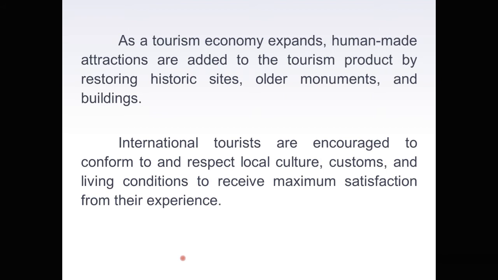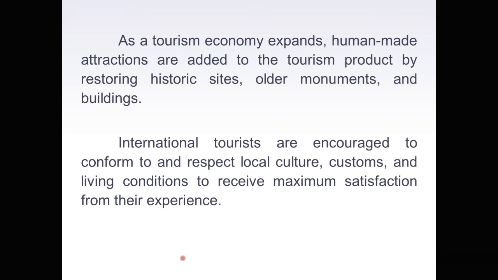So, ibig sabihin, kapag hit na natin, let's say, yung stagnation stage, di ba? Yung consolidation stage, yung decline stage, usually we need to restore those places or those tourist attractions para sa ganun, mapuntahan ulit siya ng mga tao.